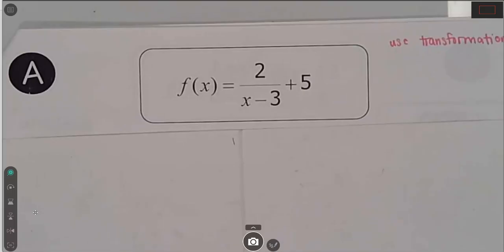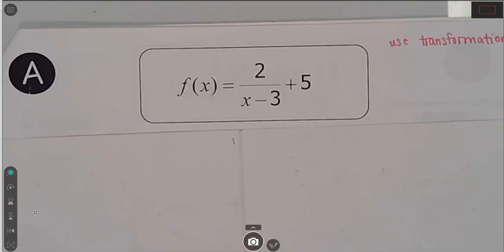Alright, so this is the graph of 1 over x. Good job, team 2. Team 2 has 2 bonus points. Okay, now, looking at this, bonus point if someone can raise your hand and give me one of the transformations.